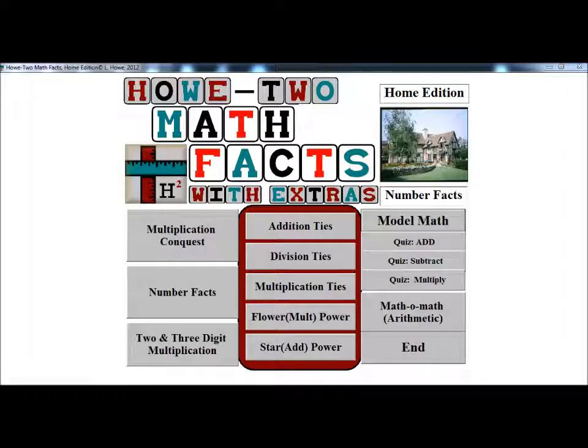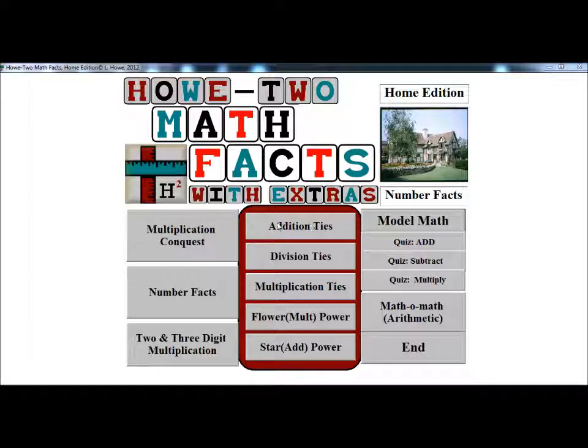One thing is certain, a student who does not know the number facts is going to be handicapped. What you see before you is the menu for Howe-Two Math Facts, which is a collection of programs that can be used to help a student understand and memorize the math facts. You could consider them electronic flashcards.